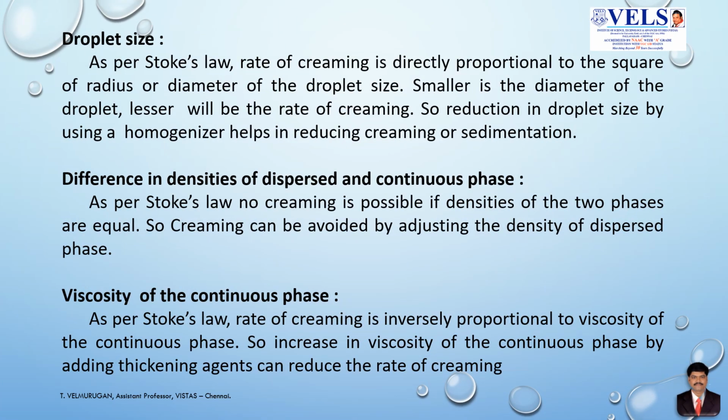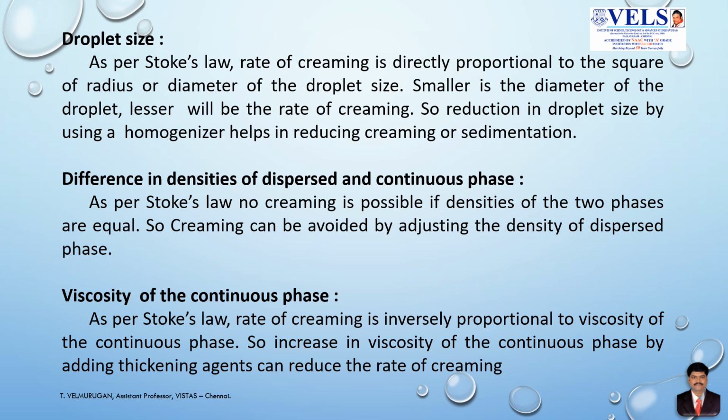Then droplet size. As per Stokes law, the rate of creaming is directly proportional to the square of the radius or diameter of the droplet. Okay, the smaller the diameter of the droplet, the lesser the rate of creaming. So the reduction in droplet size by using a homogenizer helps in reducing creaming or sedimentation. So we can use homogenization.